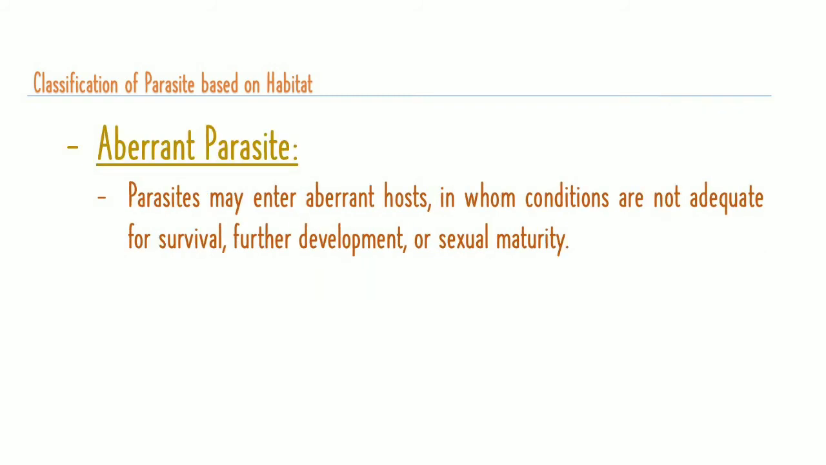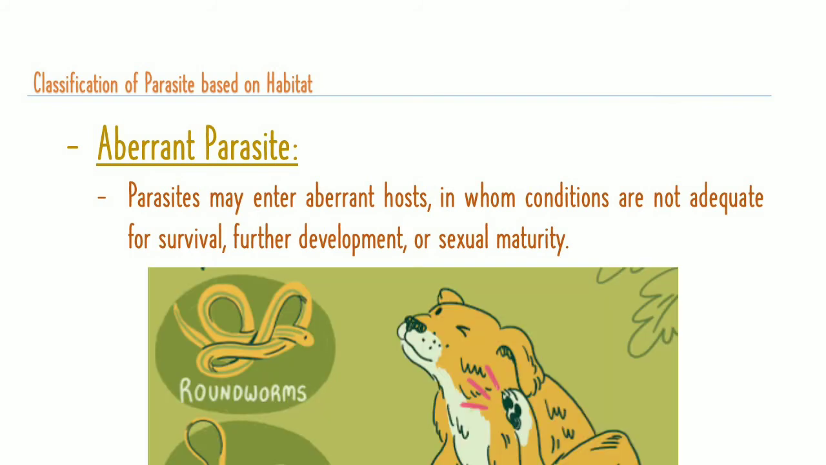Aberrant parasites. An aberrant parasite may enter an aberrant host, in whom conditions are not adequate for survival, further development, or sexual maturity. An aberrant parasite infects a host to migrate to a site where it cannot live or develop further. An example is dog roundworm infecting humans. Worms can be transmitted to humans if humans unintentionally consume worms or worm eggs or larvae through dog's vomit, uninfected surfaces or food that humans touch and eat.